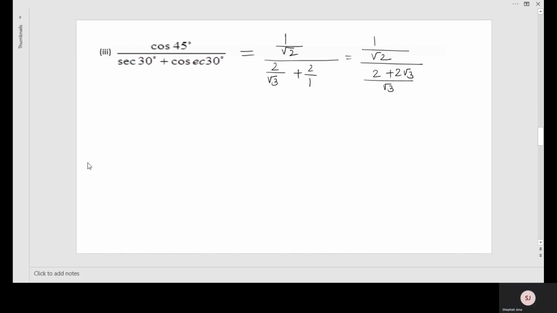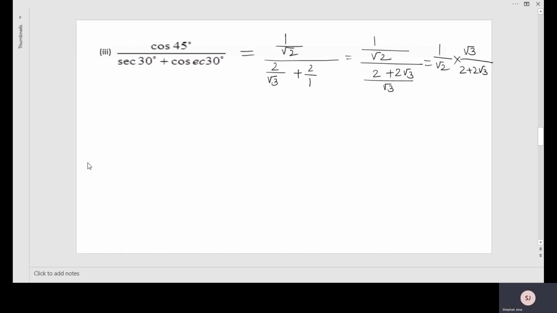So now we should multiply them. So this is a fractional division. So the upper fraction will be as it is, but in the lower fraction, the denominator will go to the numerator, and the numerator of the lower fraction will come to the denominator.